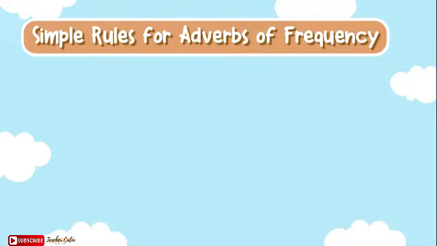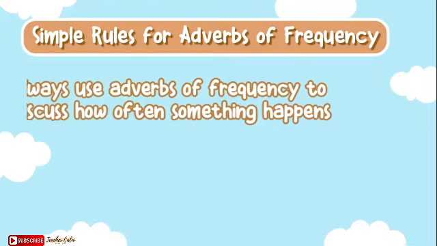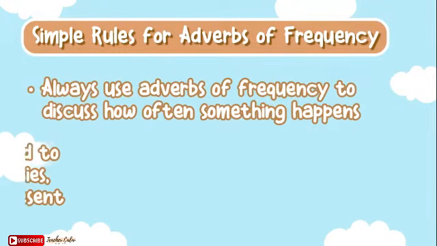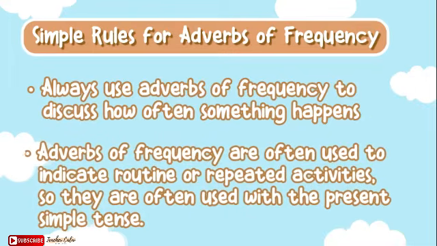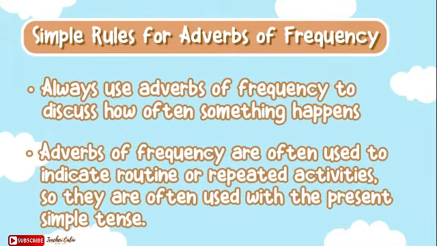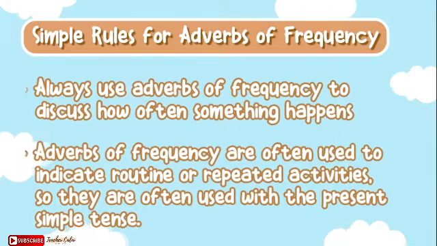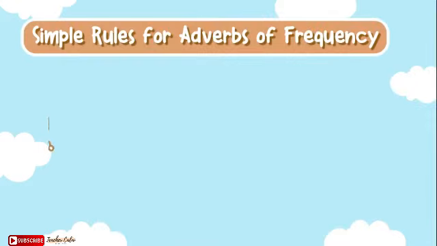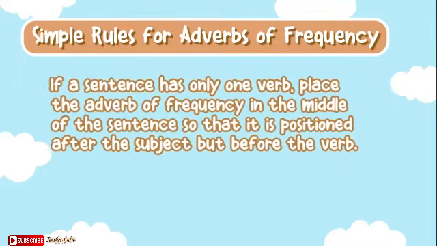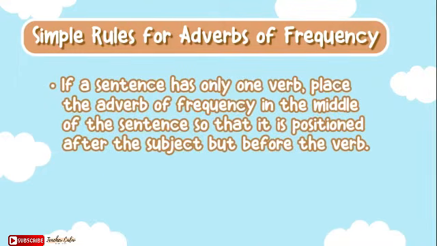Always follow these simple rules for adverbs of frequency. First, always use adverbs of frequency to discuss how often something happens. Next, adverbs of frequency are often used to indicate routine or repeated activities, so they are often used with the present simple tense. If a sentence has only one verb, place the adverb of frequency in the middle of the sentence so that it is positioned after the subject but before the verb. Just like this example.